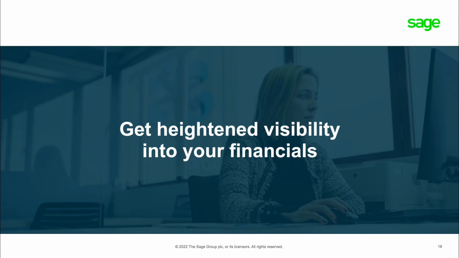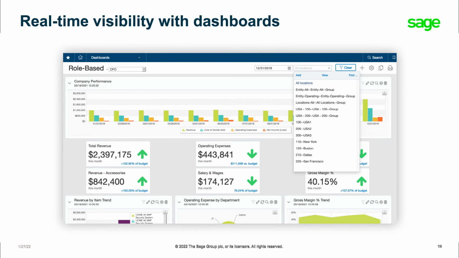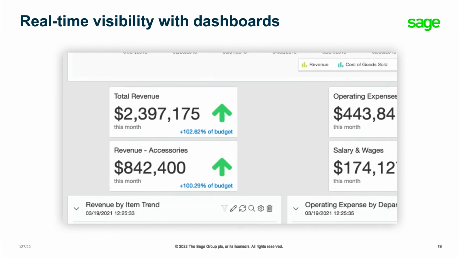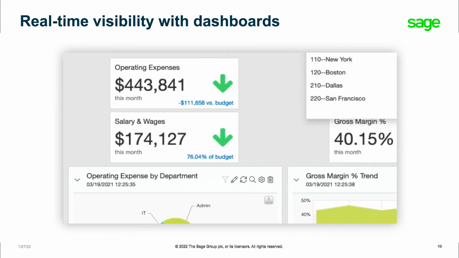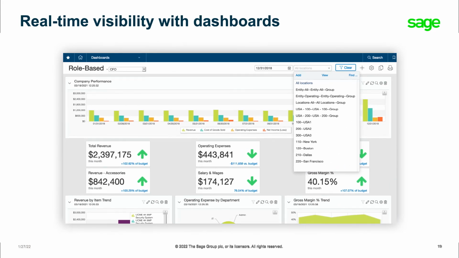Now, let's move on to how these attributes of a cloud-native, purpose-built system can deliver better financial visibility. Dashboards within Sage Intacct provide instant visibility into your most important KPIs. You can set up as many dashboards as you want and create them for processes like consolidations and month-end reporting. And dashboards are often set up to be role-based, for example, showing the metrics that matter most for a CFO, controller, or a project manager.